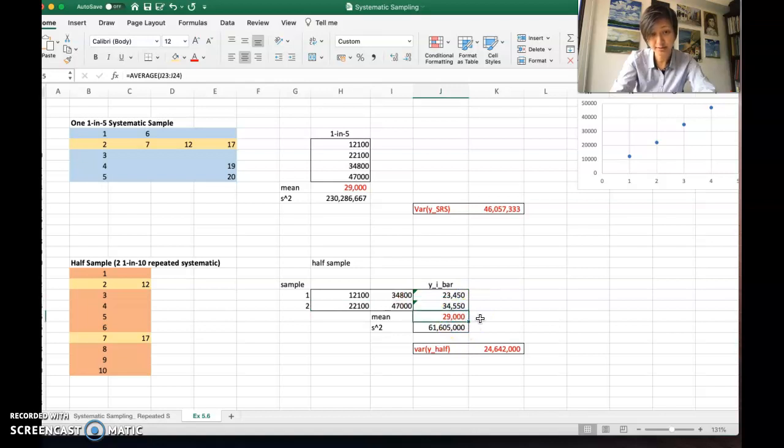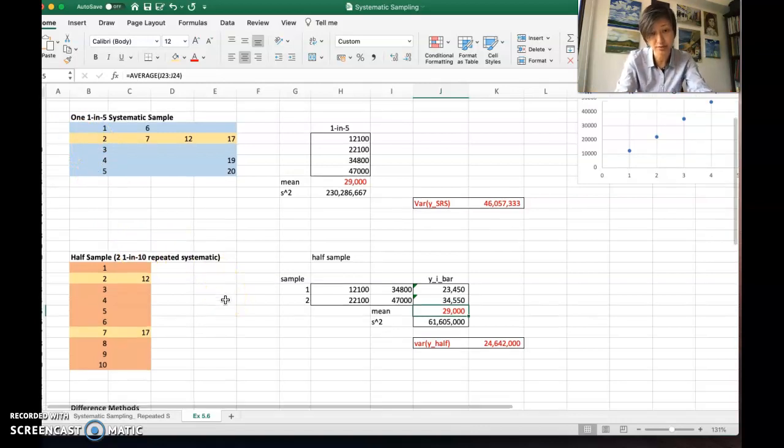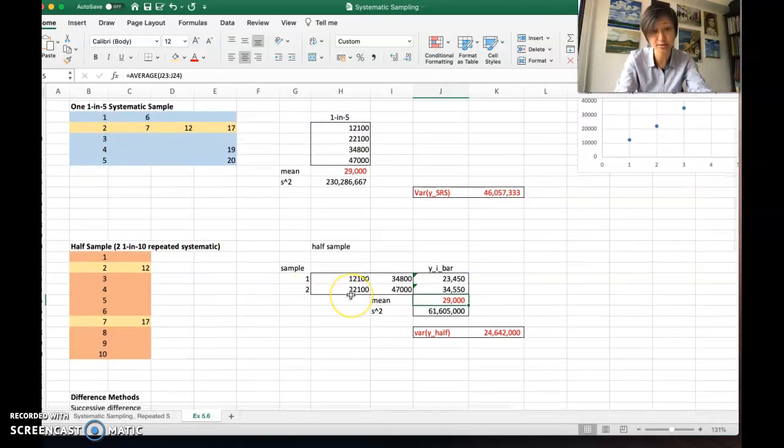Means of means is 29,000. You can see that it's actually the same as the original data, because in reality we only collect one set of systematic sample, but because of the calculation we just flip it to be a half sample repeated systematic sampling, so that we can have the variations of the y bar to estimate my variance.